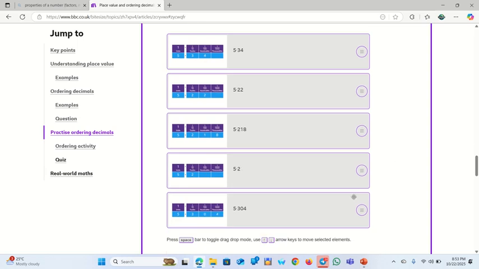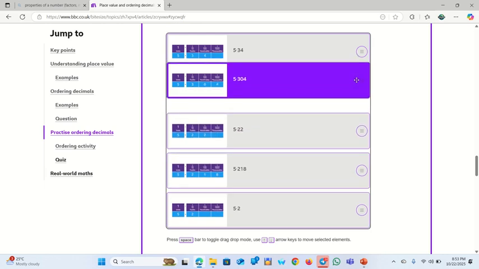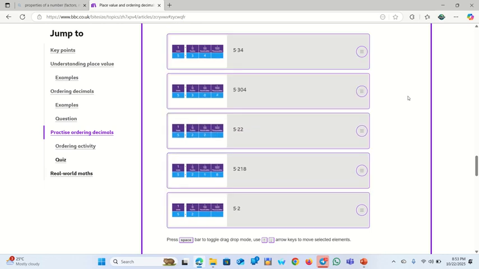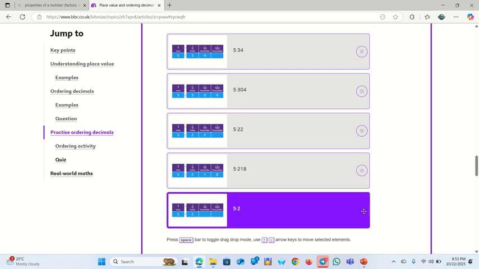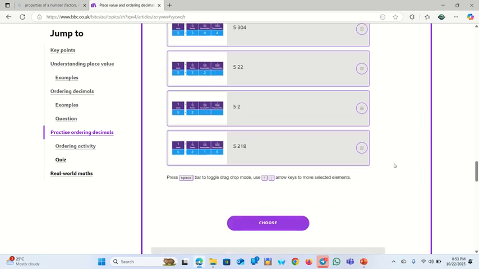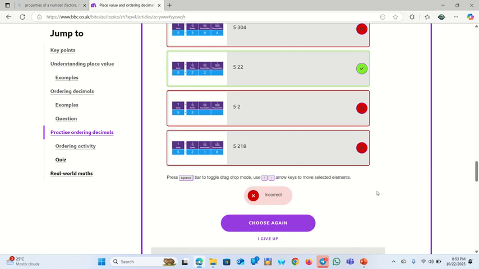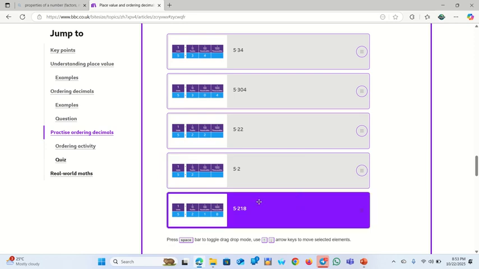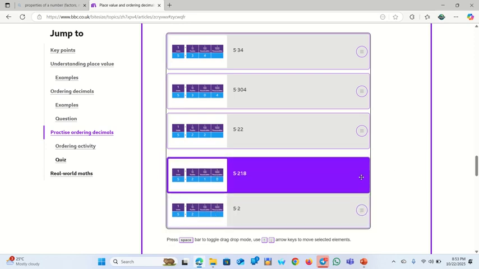And then 5.304. Next, and then 5.2 will exchange with 5.218. You see? Yes, like that. Okay, this is how it's supposed to be. You see where your error came from? This is bigger than this.